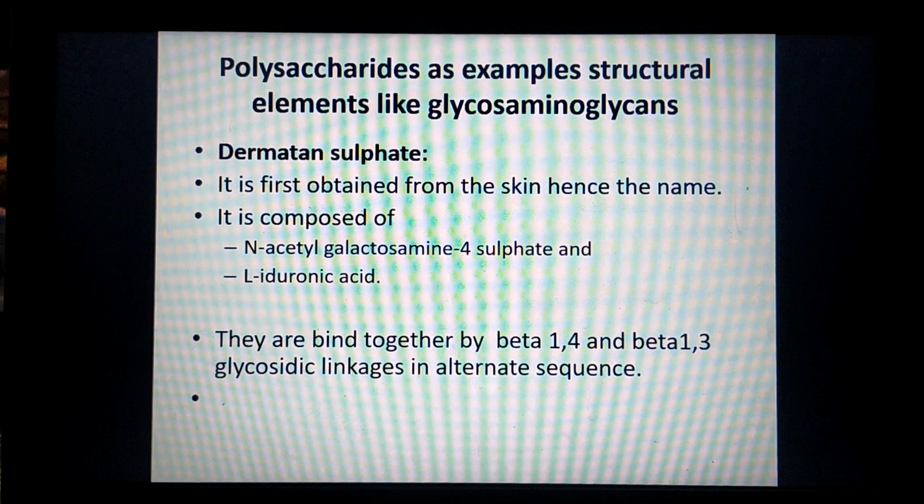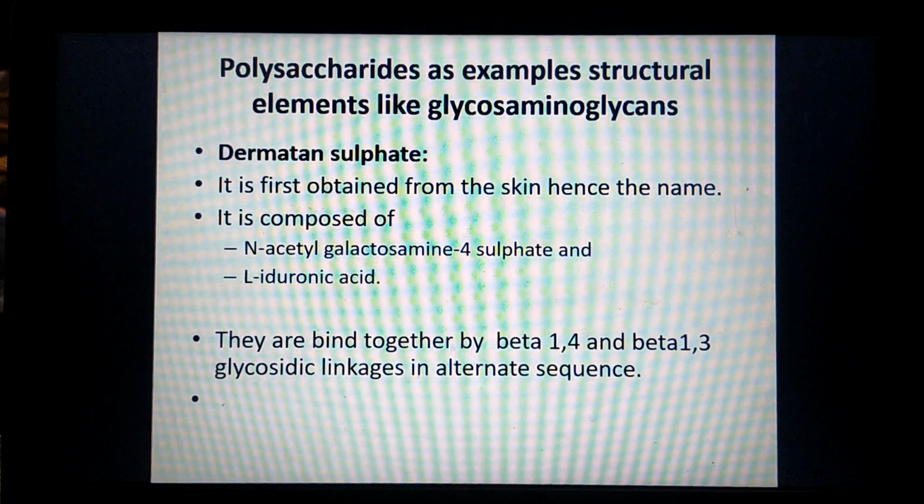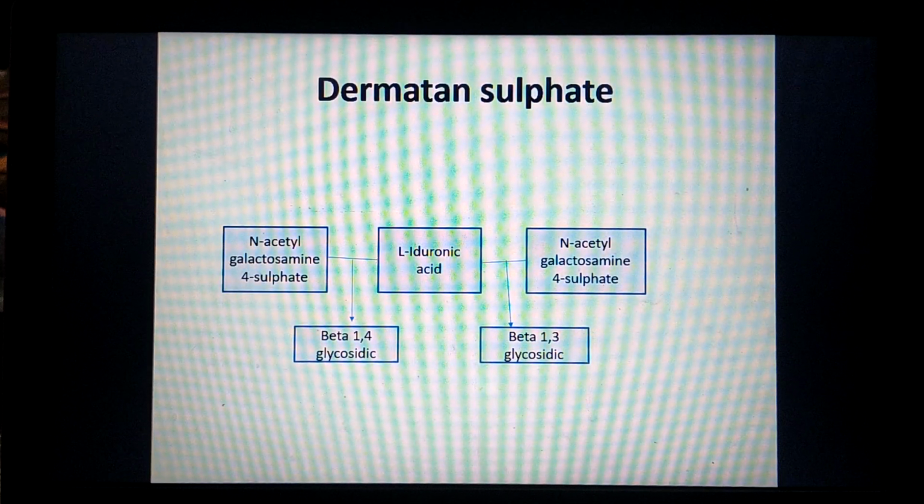Next is dermatan sulfate. As it was first found in skin, hence the name. It is composed of N-acetyl galactosamine 4 sulfate and L-iduronic acid. What is iduronic acid? I have shown in the figure previously. They are bound together by again the two types of linkage, beta 1,4 and beta 1,3 glycosidic linkage, in an alternate sequence. N-acetyl galactosamine 4 sulfate binds with L-iduronic acid in dermatan sulfate in an alternate manner. They are bound by beta 1,4 and beta 1,3 glycosidic linkages.